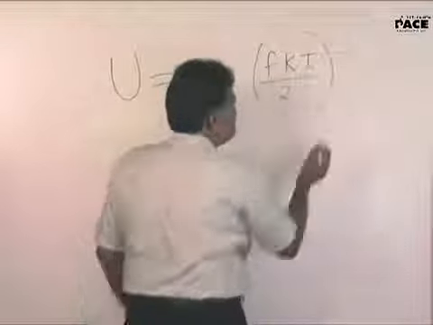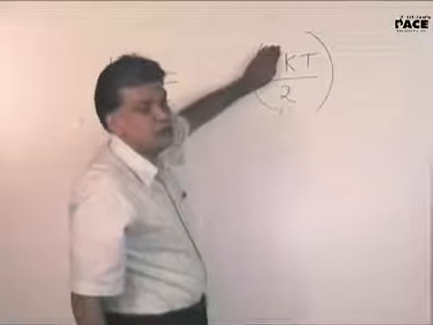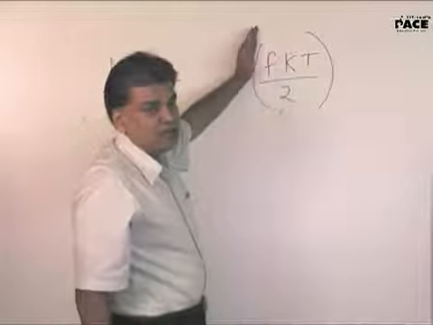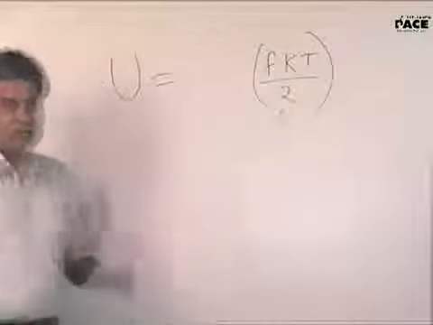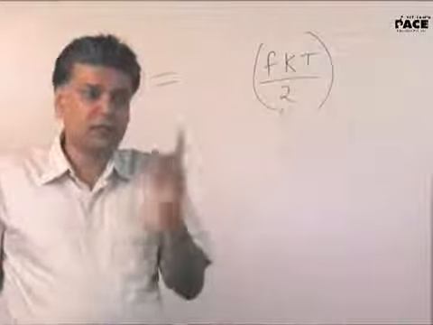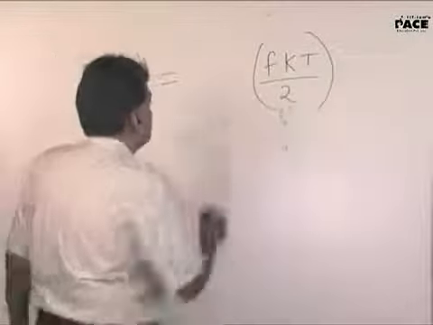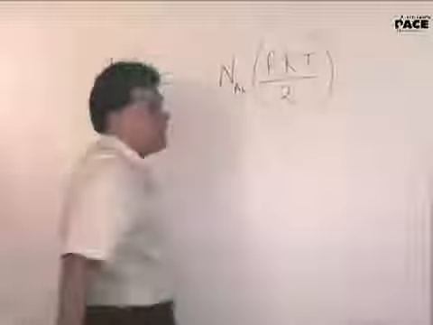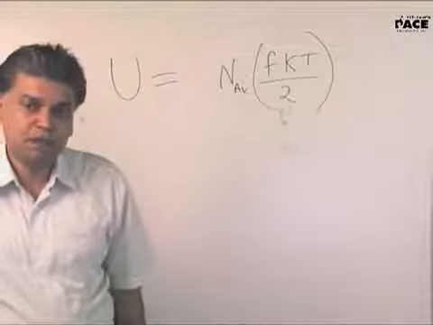F kT by 2. Because just now you have studied EET. EET says energy per degree of freedom per particle is kT by 2. If the particle has F degrees of freedom, it will be F kT by 2. This is energy per particle. Now 1 mole of the gas will have Avogadro number of particles. So total energy with Avogadro number of particles will be multiplied by Avogadro number.